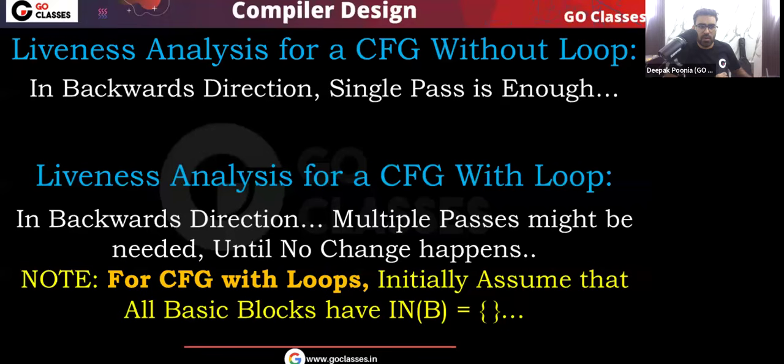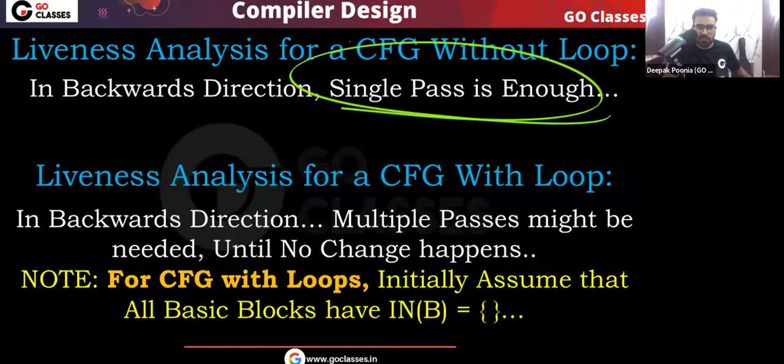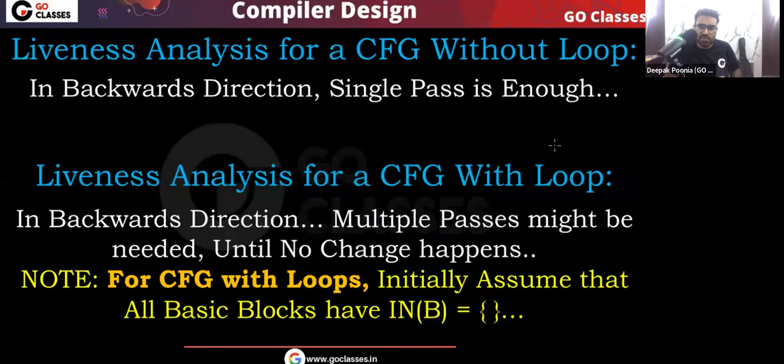Already we have seen liveness analysis for a CFG without loop. For a CFG without loop, in the backward direction, you can do the liveness analysis, and a single pass is enough. For a CFG with loop, what will change? Nothing much. This live variable analysis is a backward direction analysis, so we will go in the backward direction, but multiple passes might be required.